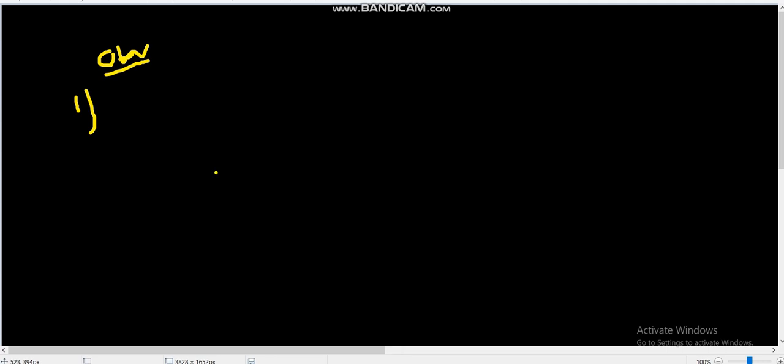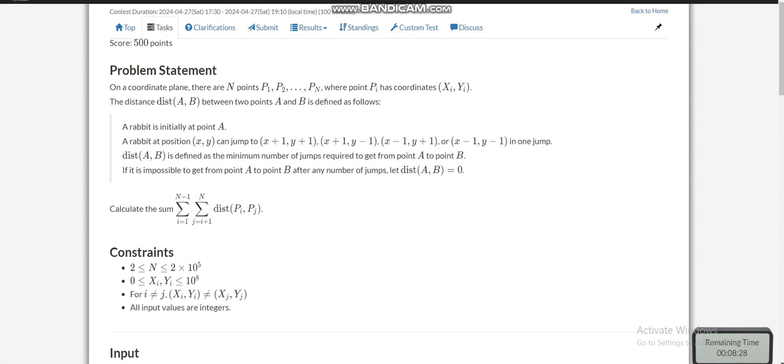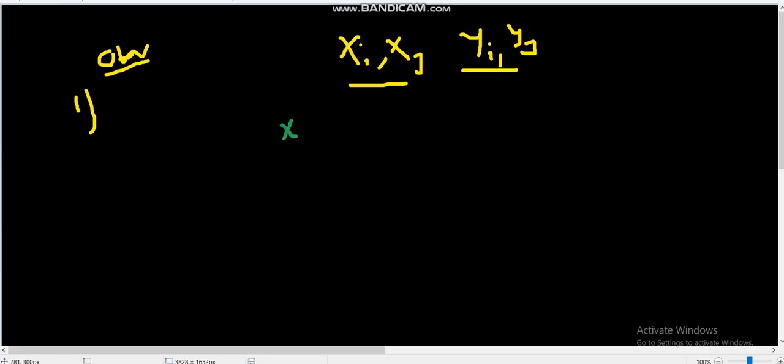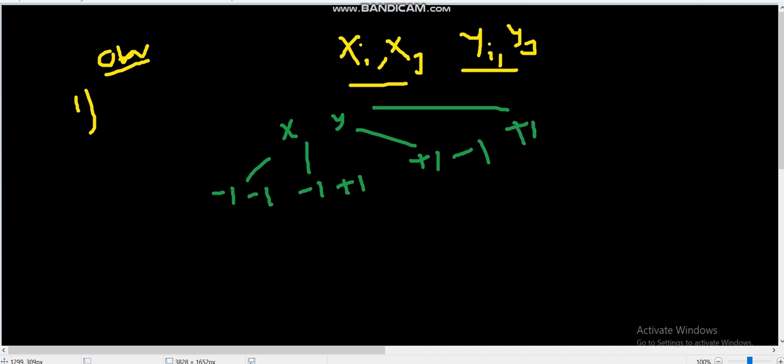For finding the brute force solution, we have to find some formula to calculate the distance between two points xi comma yi and xj comma yj. So what will the formula be? Let's say we are jumping from x comma y. There will be four possibilities: either x minus 1, y minus 1, x minus 1, y plus 1, x plus 1, y minus 1, or x plus 1, y plus 1.